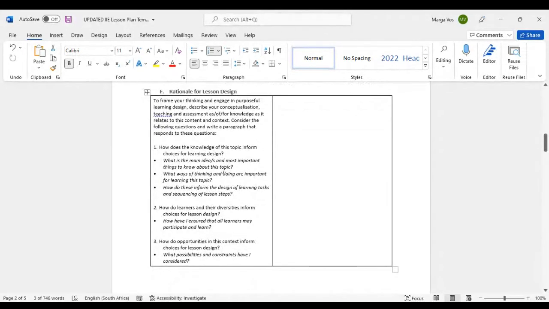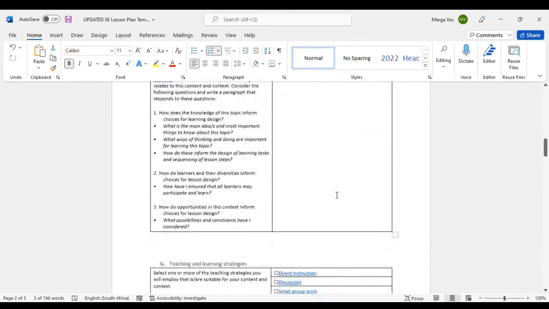Now I want to get to the important 2 sections. Section F, the rationale for your lesson design. Read through this column, answer these questions in the right-hand side, and then you also need to describe the different differentiation groups here, what the needs of your learners are, and why you have decided on these groupings for this content. So that's why I said in the beginning of this workshop that this section will be a bit longer than you are used to. Okay, because you need to describe your differentiation groups.